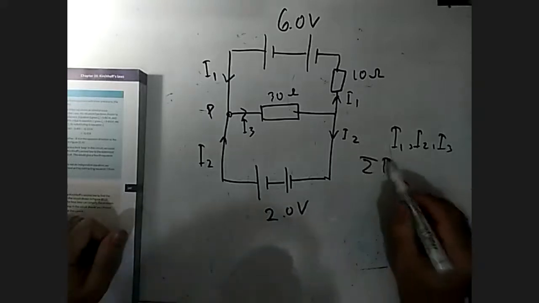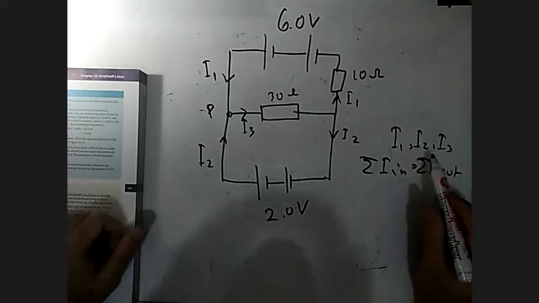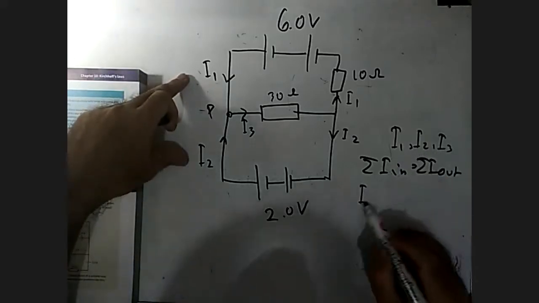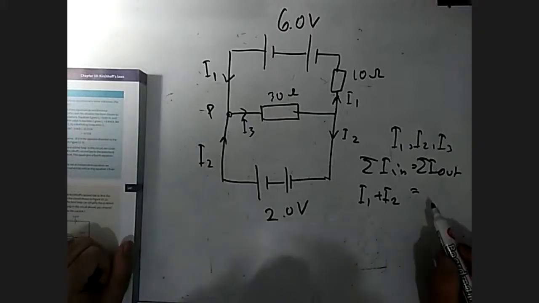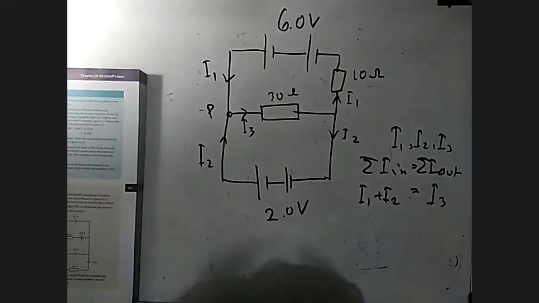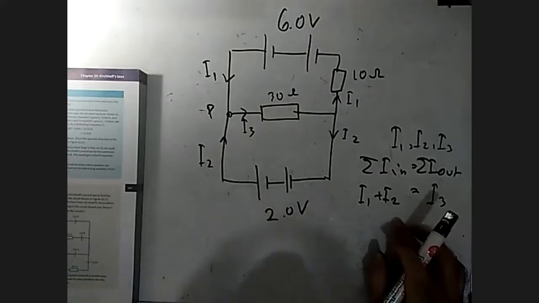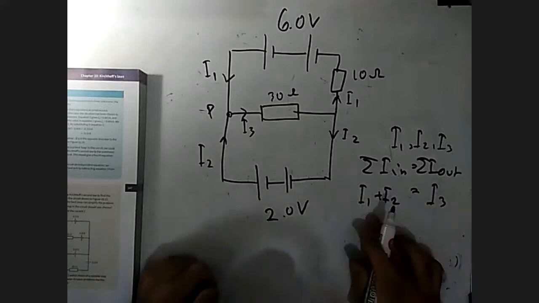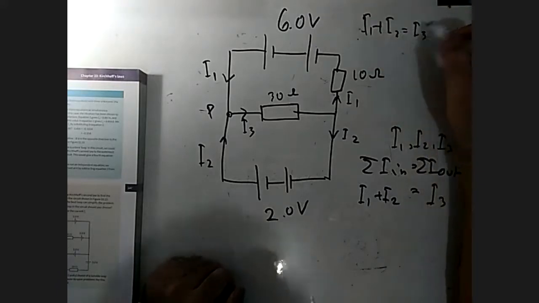So in this case here, the sum of current in is the sum of the current out. The ones going in are I1 and I2. So I1 plus I2 equals, what is the current going out then? I3. So this is what we mean by the application of Kirchhoff's first law. Okay. I1 plus I2 equals I3. Good.